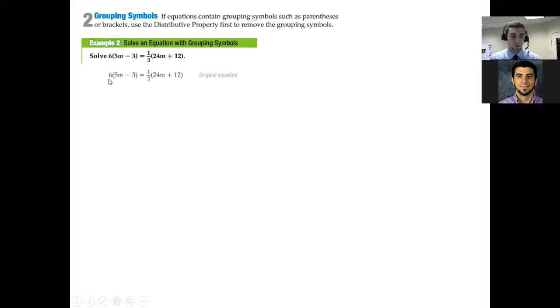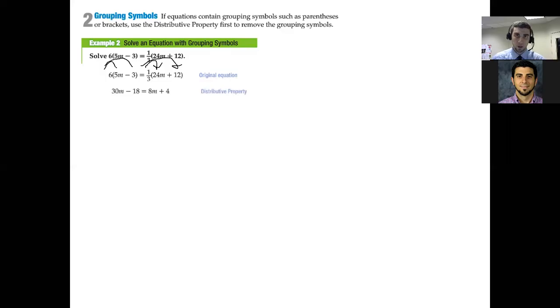So you want to distribute the 6 into the parentheses, so 6 times 5, 6 times 3. So that'll give you 30m minus 18. Now here, distribute the 1/3. What's 1/3 of 24? 8. 1/3 of 12? 4. And now we're to an equation with variables on both sides, so you just follow the steps that we did in the previous video.